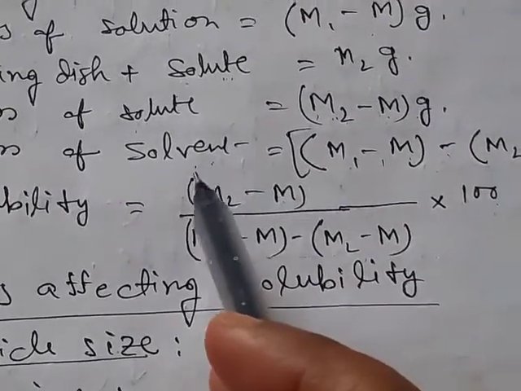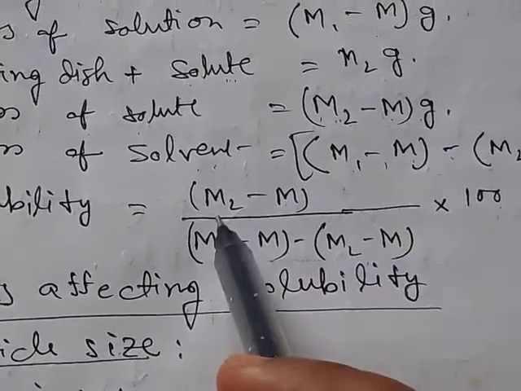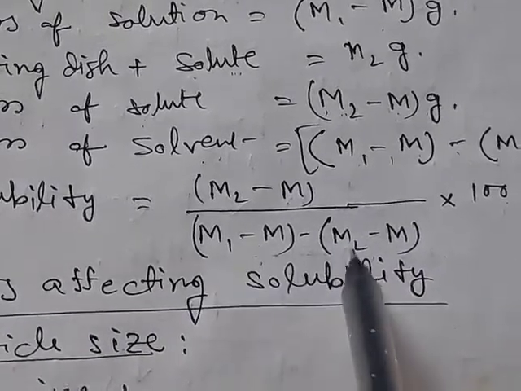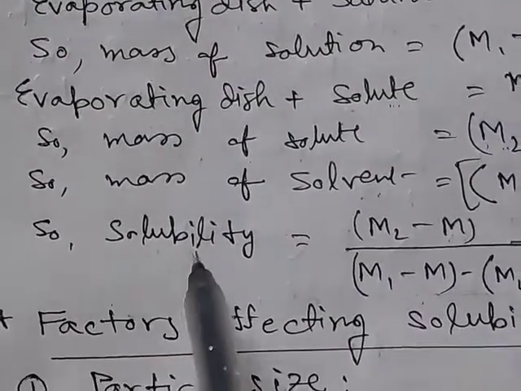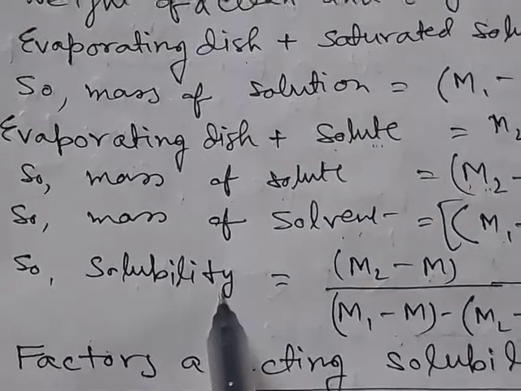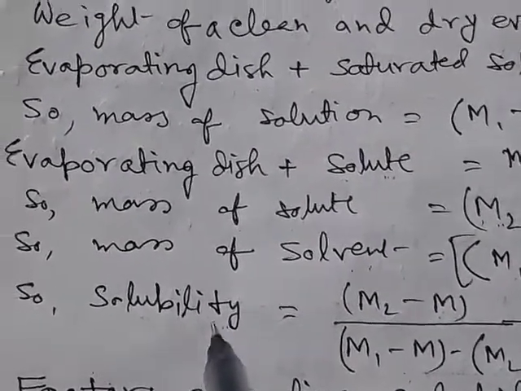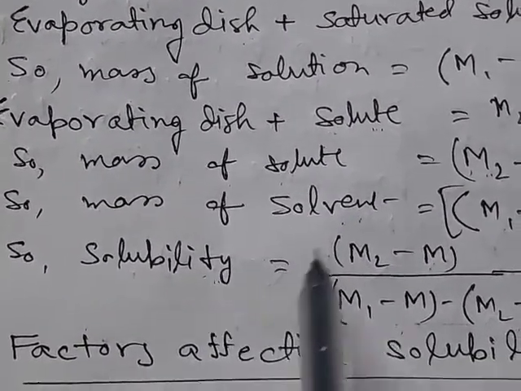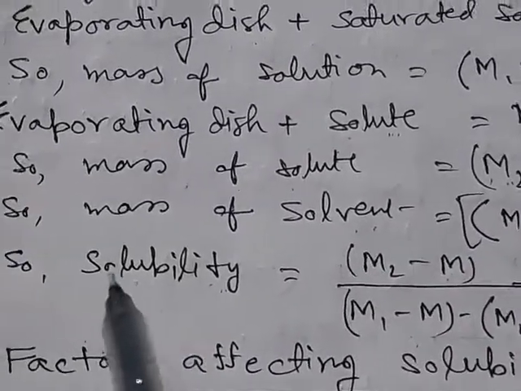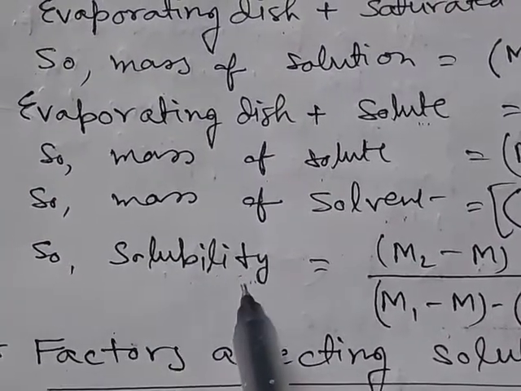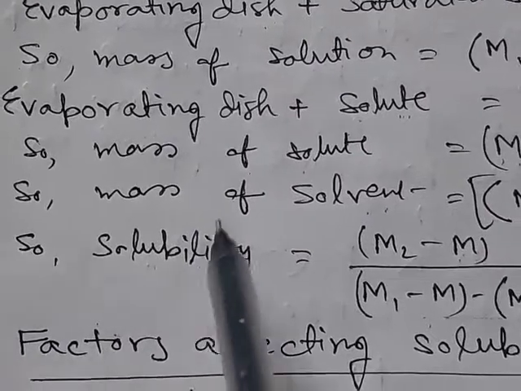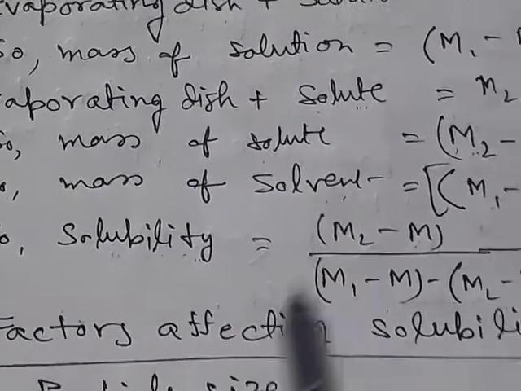So if the values of m2, m and m1 are known, from here we can determine the solubility of that salt at room temperature, as the solution is prepared at room temperature. With solubility, temperature must always be mentioned because solubility depends on temperature.